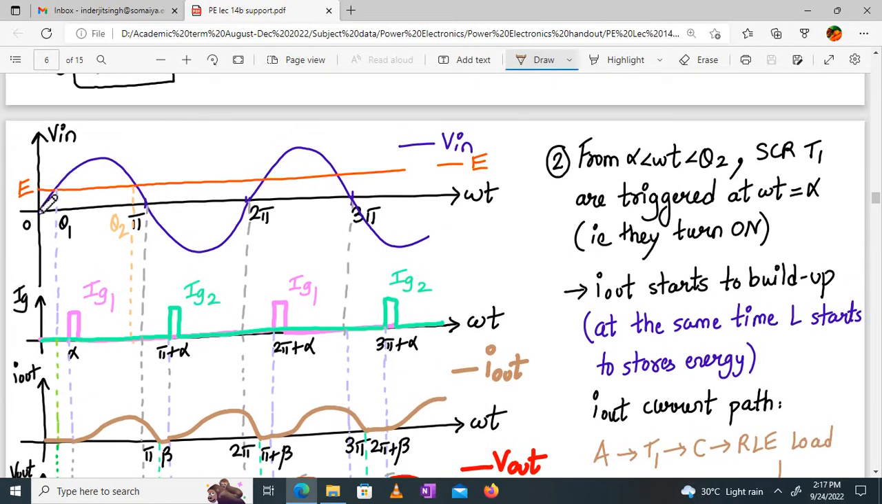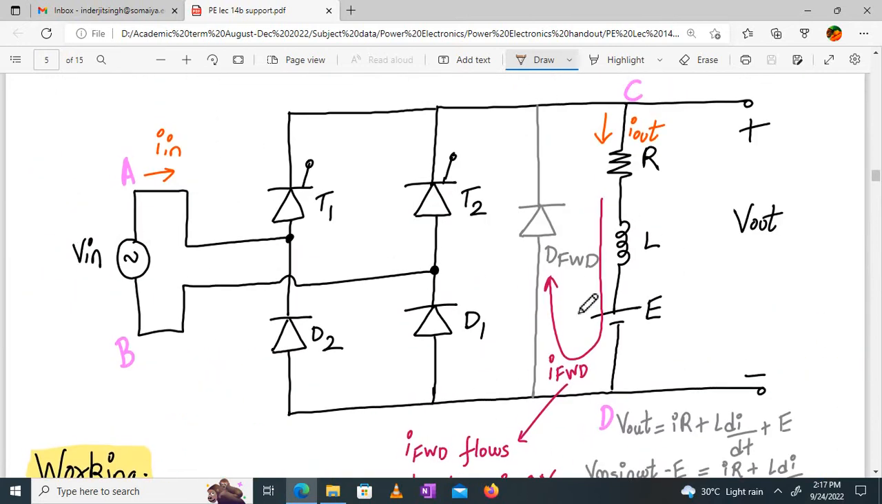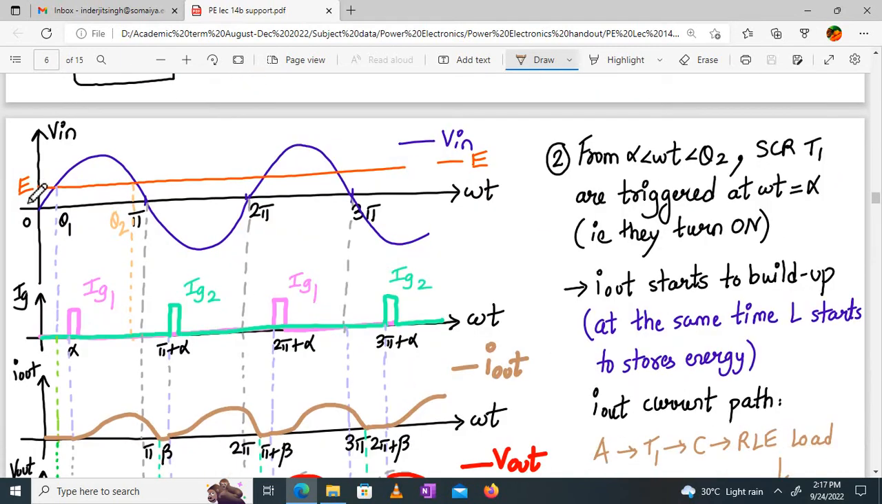As you can see from the waveform, the V in is lesser than E, right? So what is E doing in the picture? The E is making the job difficult for the SCRs to turn on, right? Priorly it has to overcome the V in minus E voltage. Then it will turn on. That means this V in value has to be greater than E for that particular SCR to turn on.